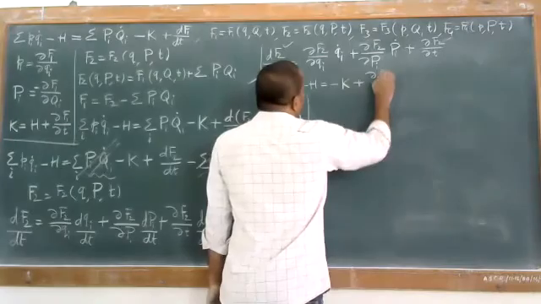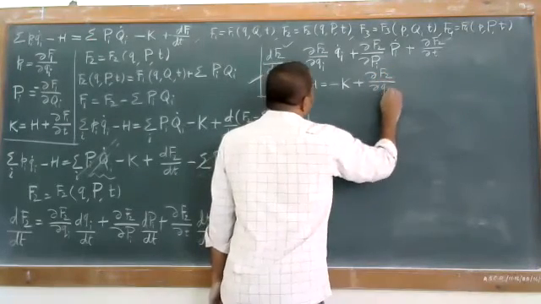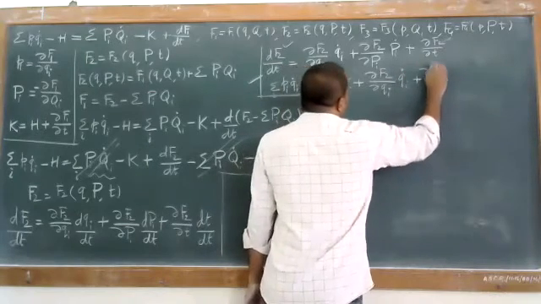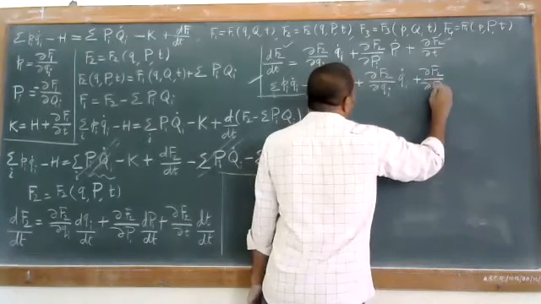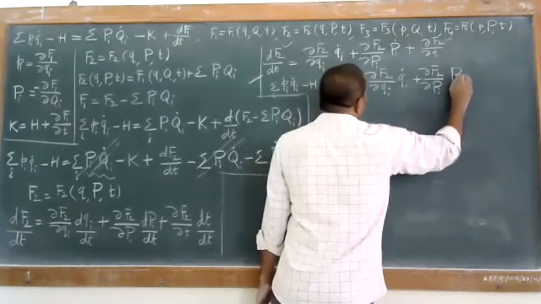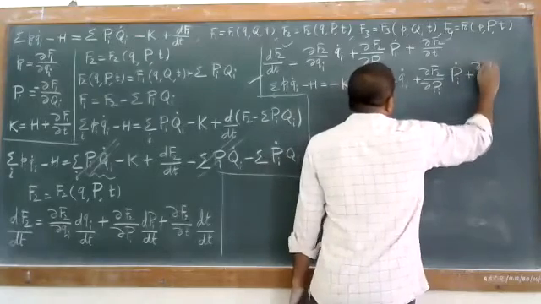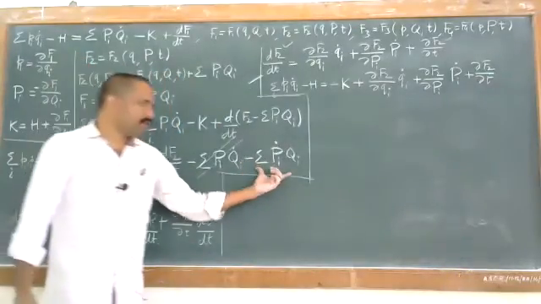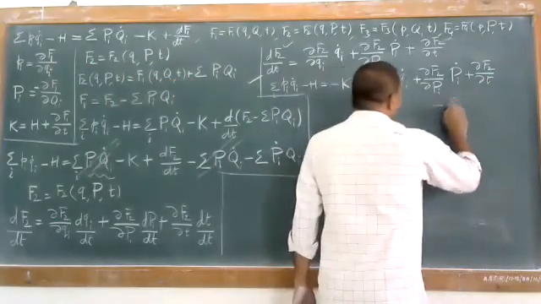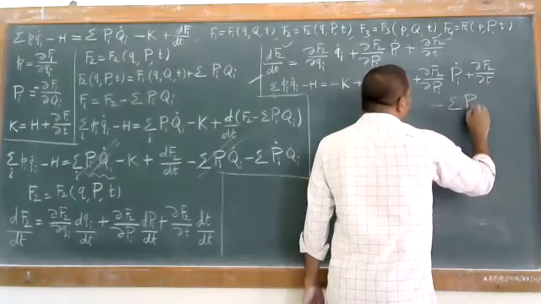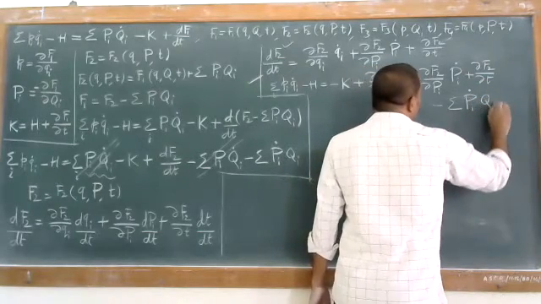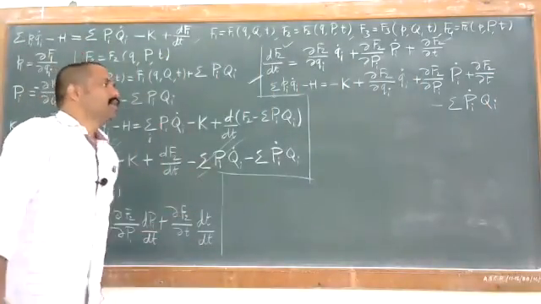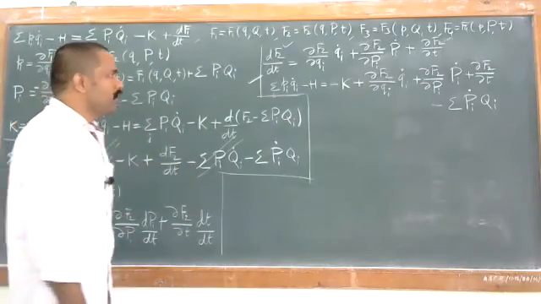This is ∂F2/∂q_i into this q_i dot, plus ∂F2/∂Q_i into Q_i dot, plus ∂F2/∂t, and one more term is left, this is minus summation over i of this P_i dot into Q_i. Now just compare the terms and we'll find out the relations in terms of p_i, q_i, old Hamiltonian and new Hamiltonian.